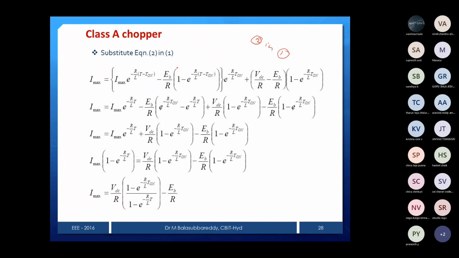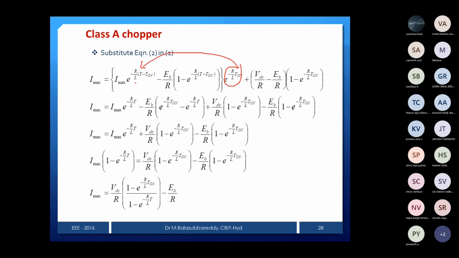First equation is what? I max is equal to I min into e power minus r by L into t on plus this. So only this I min value is there in equation 2. That I substituted here. That's all. Nothing is different. So now what we have, some parameters cancel out. You can cancel it. You can see I'm simplifying e power minus r by L into t on. I'm multiplying inside here. Then what will happen?